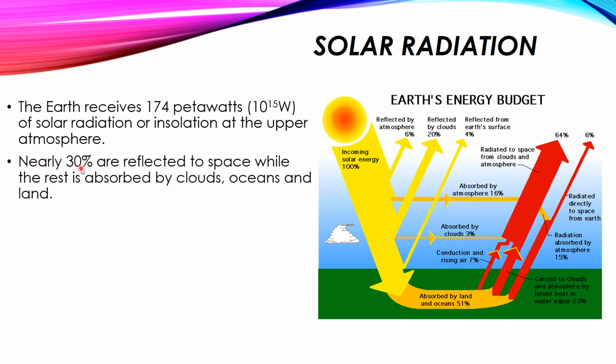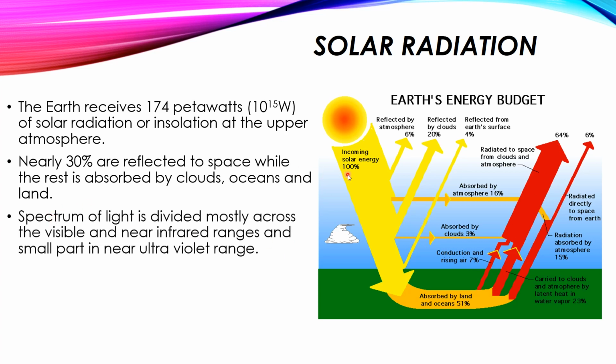So you will find that nearly 30% are reflected to space, while the rest is absorbed by clouds, oceans, and land. You will find that the reflection is 60% by atmosphere, 20% by clouds, 4% by the Earth's surface. So 6% plus 20% plus 4 gives us the 30%, which is the reflected. And the rest, a part of it, is absorbed by the clouds, the oceans, and lands. And very small is radiated back to the space.